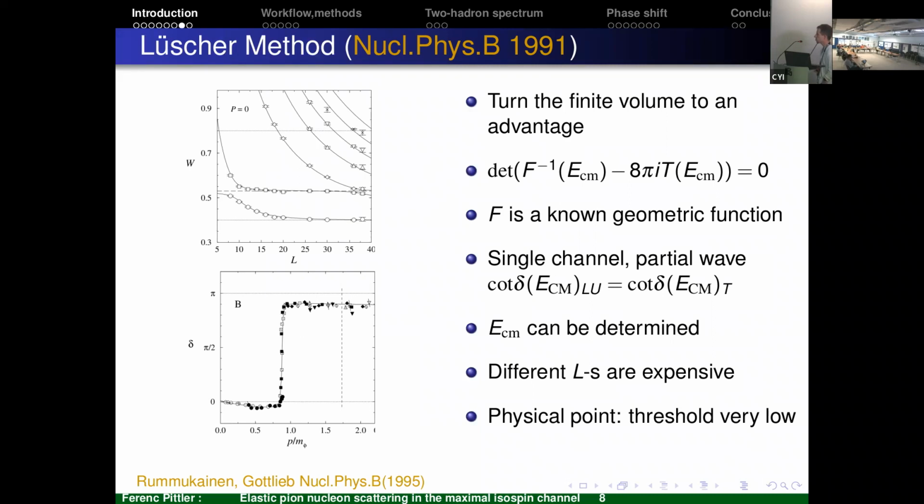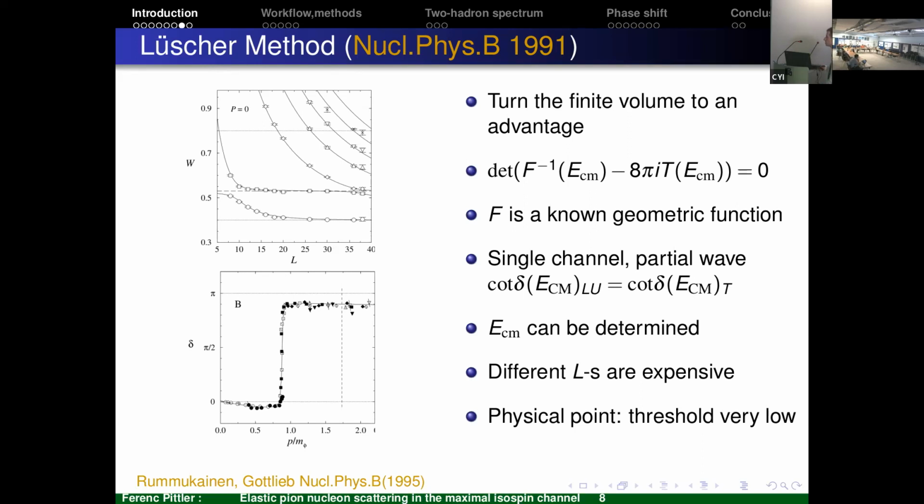How are we doing this precisely? We turn the finite volume into an advantage rather than a disadvantage, and we use the Luescher formula, which relates the scattering amplitude, a matrix in the scattering channels and partial waves, to a geometric function f, which is known. And we basically solve this determinant equation.